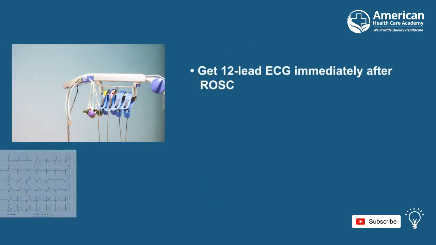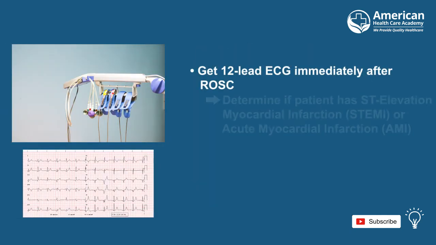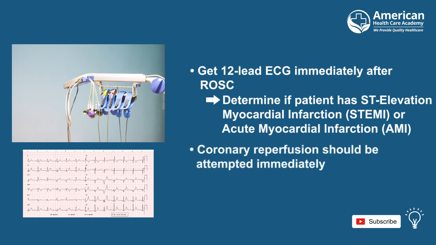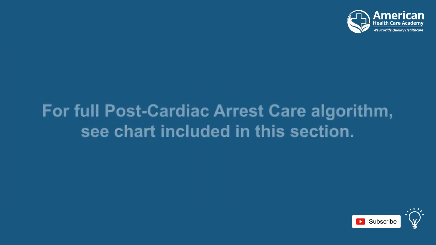Get a 12-lead ECG immediately after ROSC to determine if the patient has STEMI or AMI, and coronary reperfusion to restore blood flow should be attempted right away. The patient should then be transferred to an intensive care unit. To see the full post-cardiac arrest care algorithm, please take a look at the chart included in this section.